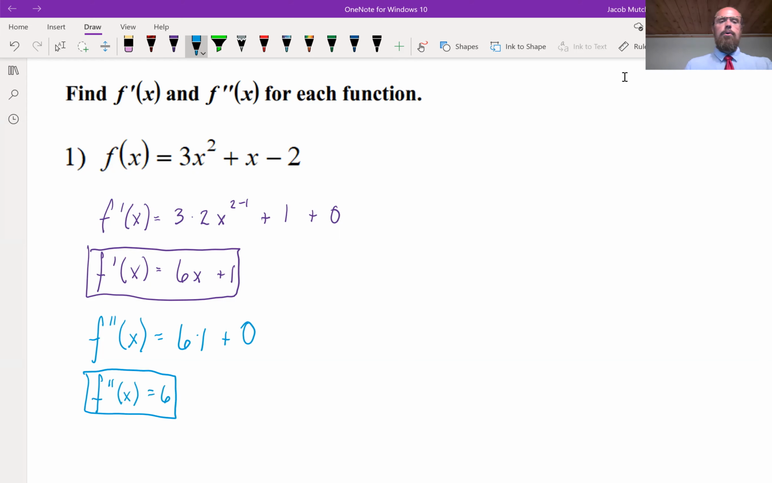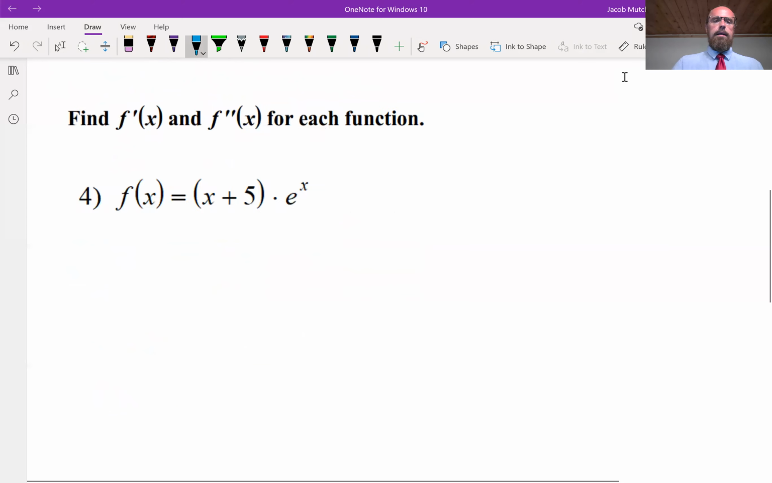One thing to note is that when I take derivatives, the powers decrease by 1. So my first original function, f of x, was quadratic, power of 2. The derivative was linear, power of 1. And the second derivative is a constant function, power of 0.